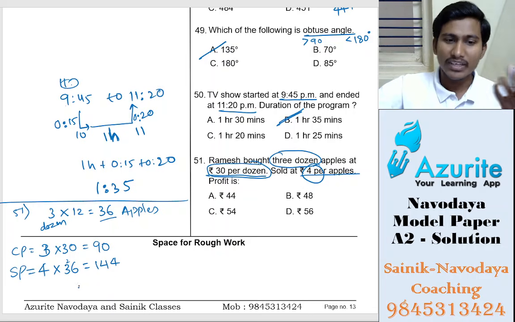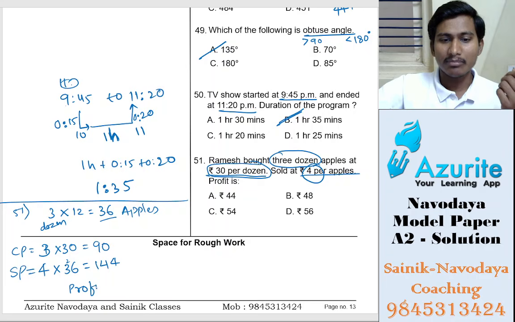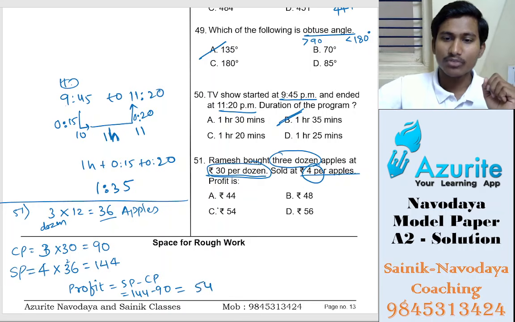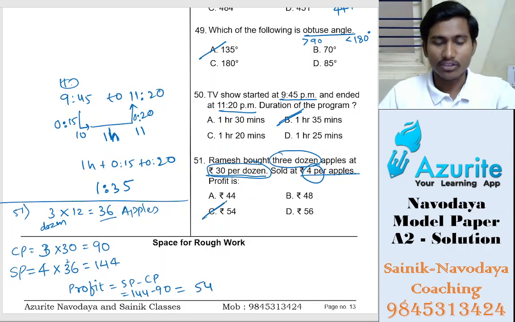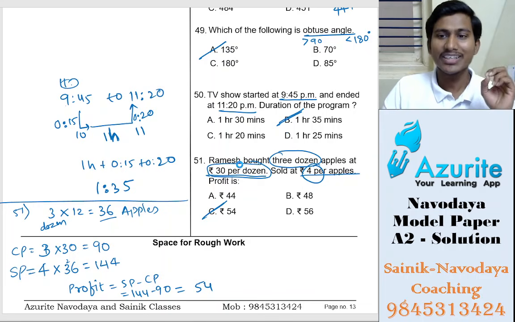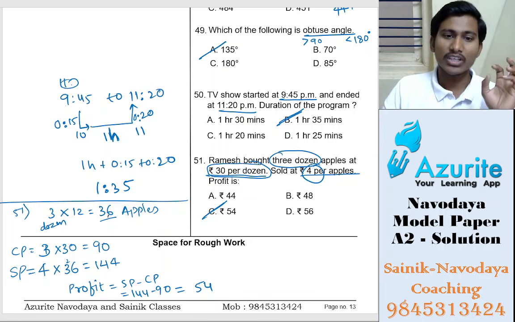So what will be the profit? We find profit by subtraction, that is selling price minus cost price. So 144 minus 90, you will get the answer. That is 4 here, and 14 minus 9 is 5. So 54 rupees is the profit here. They have given 3 dozen apples, so total apples is 36.